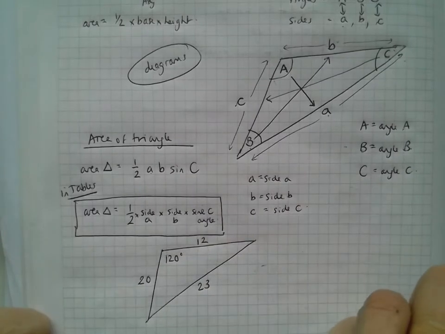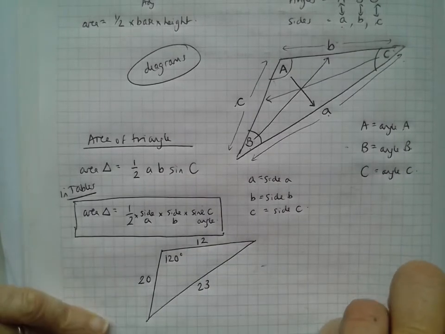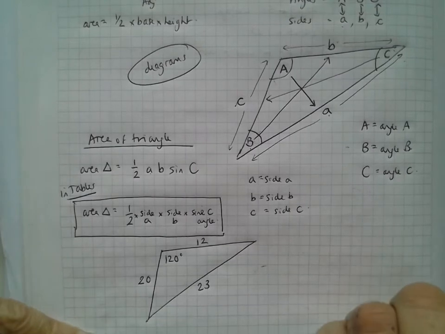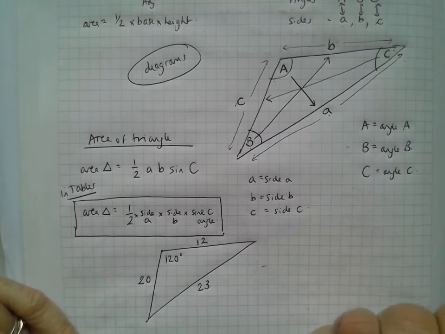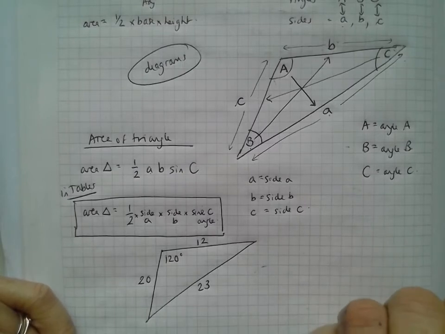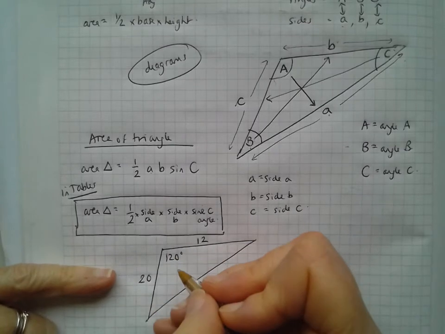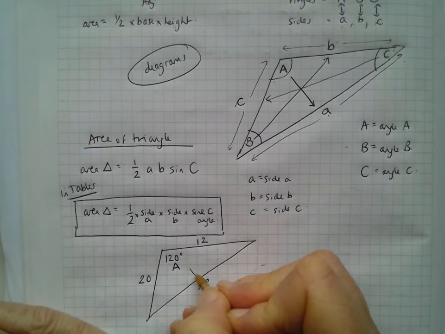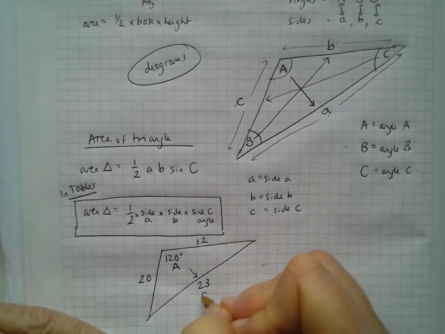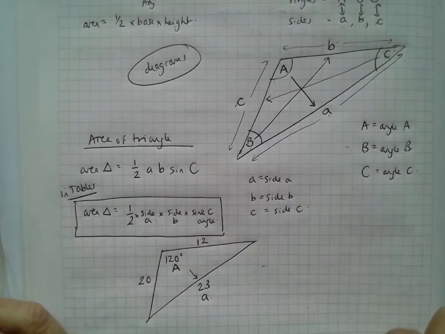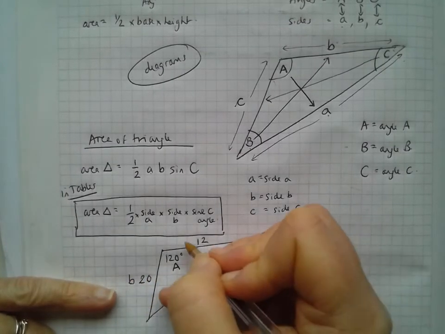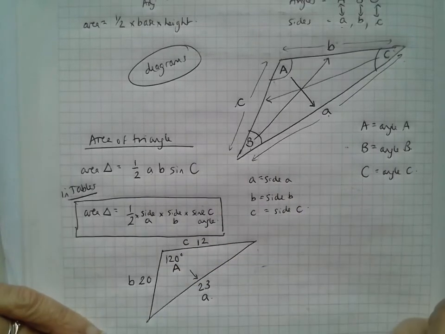Now, the first thing we would do when we come to use this formula, or any of the formulas, is that we would have to label our triangle, just like we've always done with SOHCAHTOA and right angle triangles. So this angle here would be angle A, which would mean this side here would be side A. This side here might be side B, and this side here might be side C. So the first thing we have to do is to label our triangle.